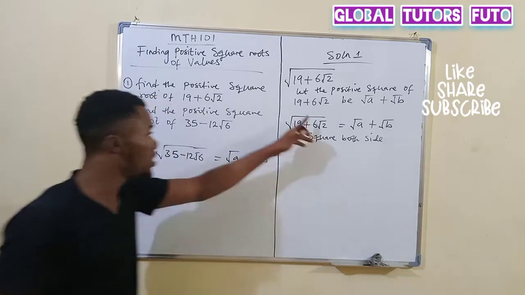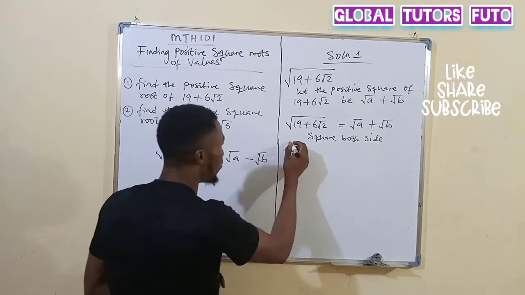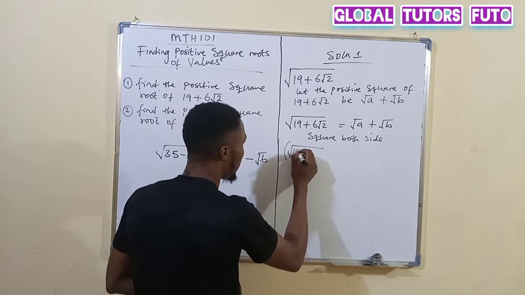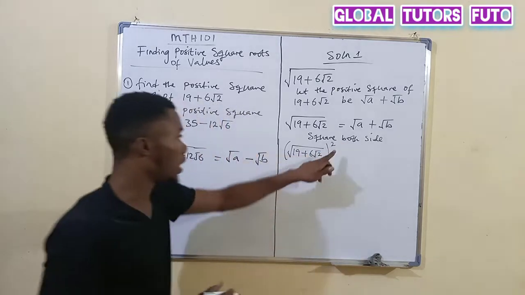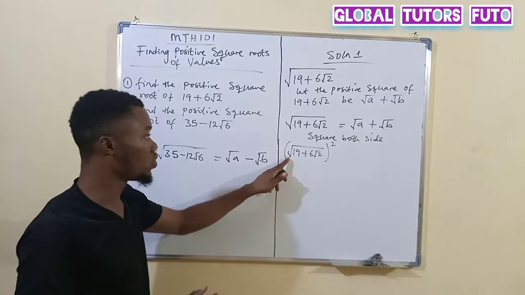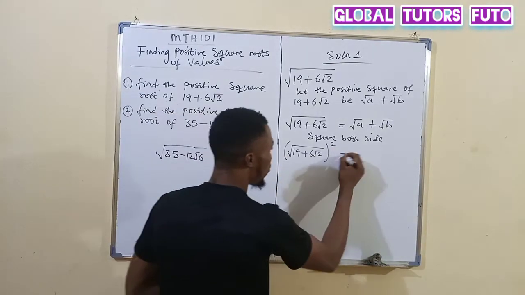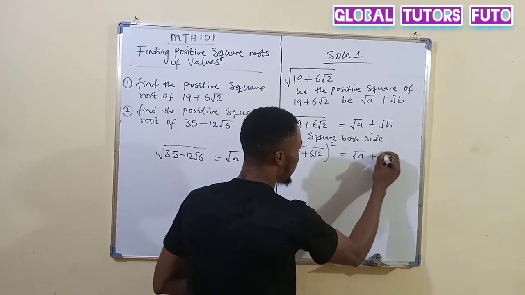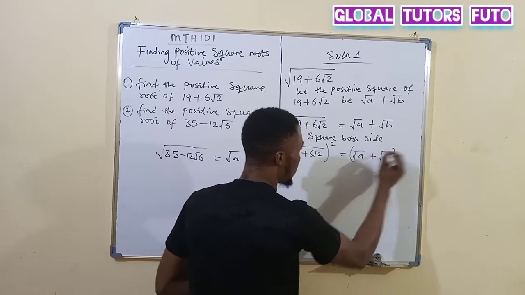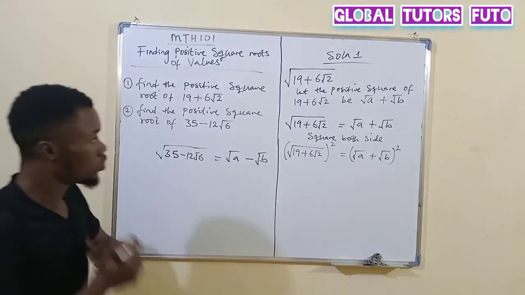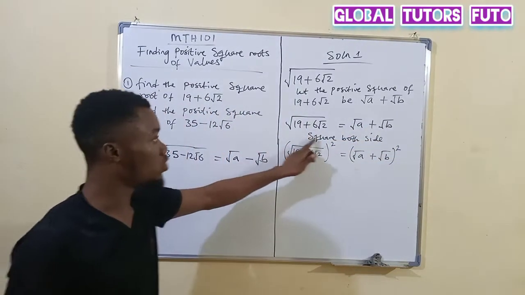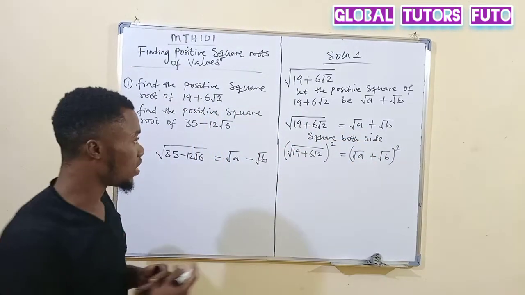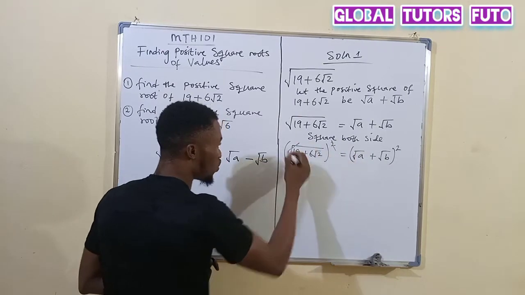So if I square both sides, what I'm going to have now will be bracket square root of 19 plus 6 sod 2 raised to power 2, because I know that this square that is here can cancel this square root. So this will be equal to square root of a plus square root of b, everything raised to power what? 2. So the first thing you have to do is that you employ this. Second thing is that you square both sides, okay? Such that this square will cancel the square root.